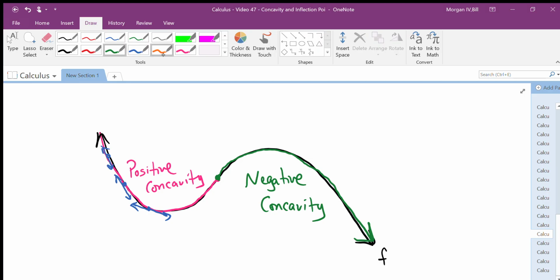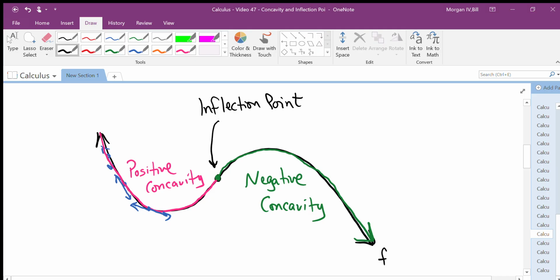And the point at which it changes concavity, this point here, is called an inflection point. An inflection point is the point at which the curve changes concavity. I have that written down a little bit lower, so you'll see that definition below. So positive concavity, negative concavity.